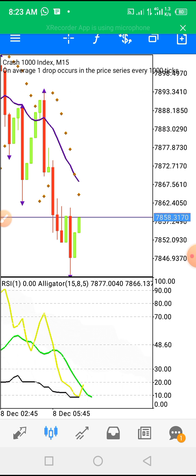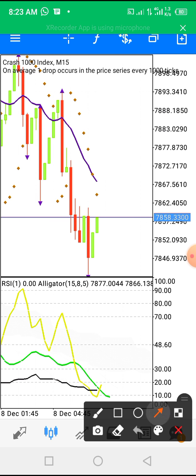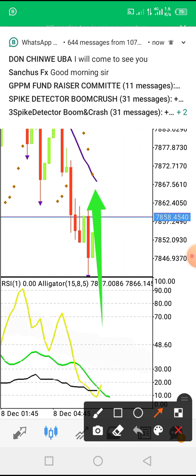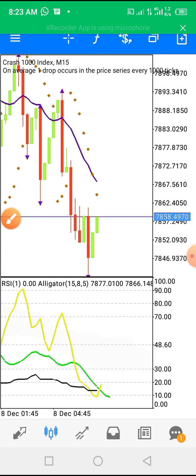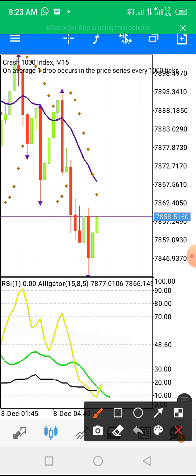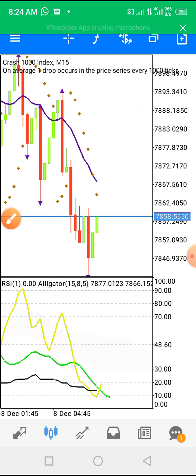Okay, so this is the chart. This is Crash 1000. You see Crash 1000 under 15 minutes is currently pushing up a bit, though it's a downtrend market, but it's currently retracing up. Okay, so the whole thing is to understand the principle of take profit. Take profit is the restricted boundary you instruct the market to close on profit when the market is going in your favor.